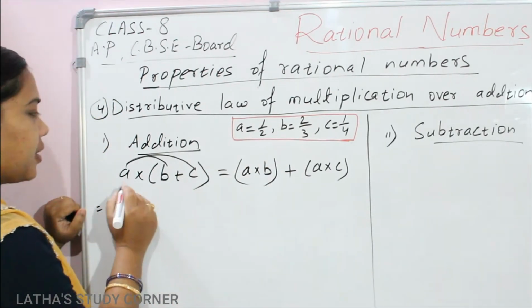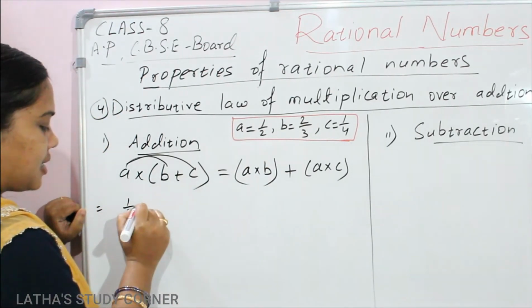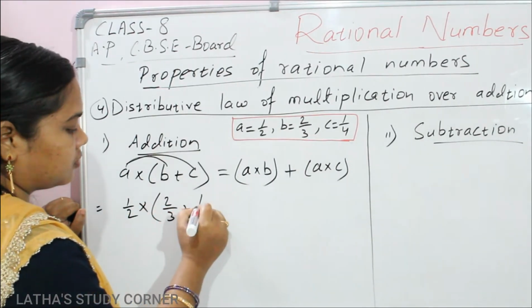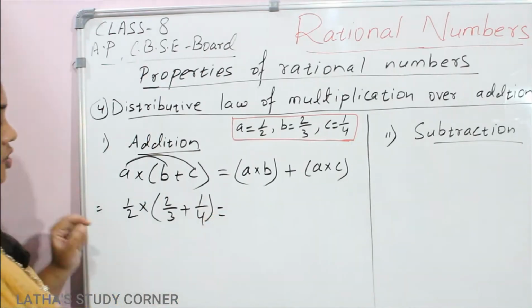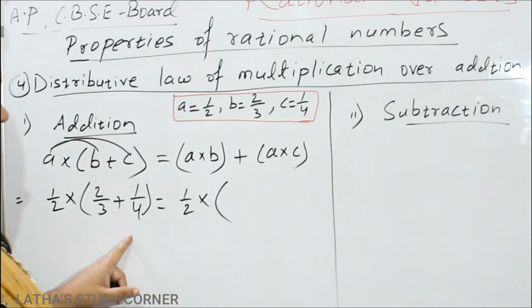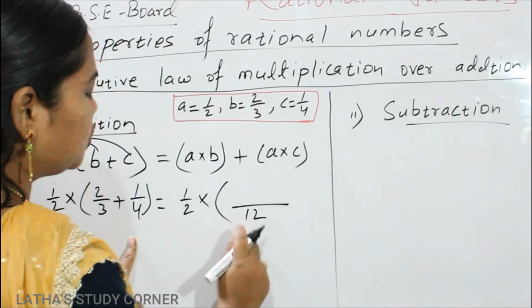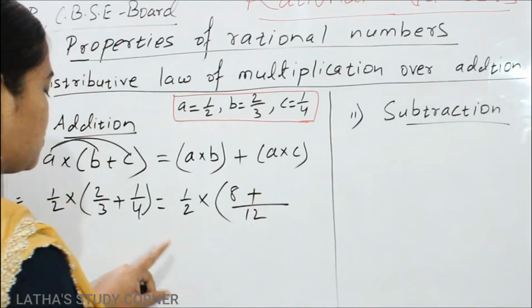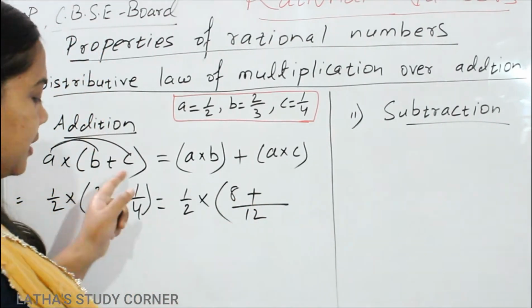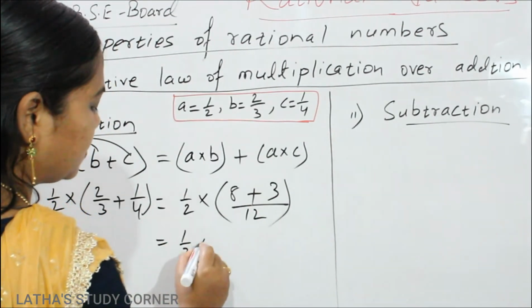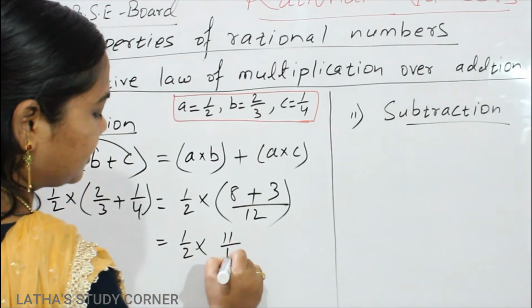Substitute the values. 1 by 2 is A, into 1 by 2 into, we have to calculate under the bracket. Take the LCM of 4 and 3, 12. 12 by 3 is 4, 4 into 2, 8, plus 12 by 4 is 3, 3 into 1 is 3. So it is 1 by 2 into 11 by 12.